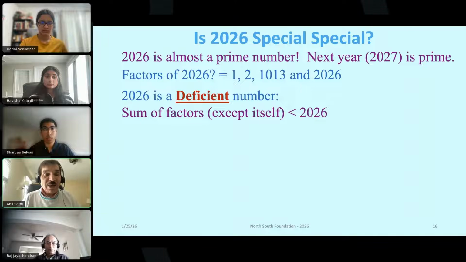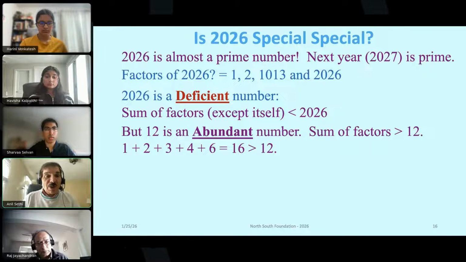What do we mean by that? The sum of all the factors of 2026 adds up to less than 2026. What are those three factors? 1, 2, and 1013. If you add them up, it's less than 2026. But what about numbers that are not deficient? They're called abundant numbers. For example, 12 is an abundant number. The sum of the factors of 12 exceeds 12. If you look for the factors of 12 and add them up, that gets to 16, which is more than 12.